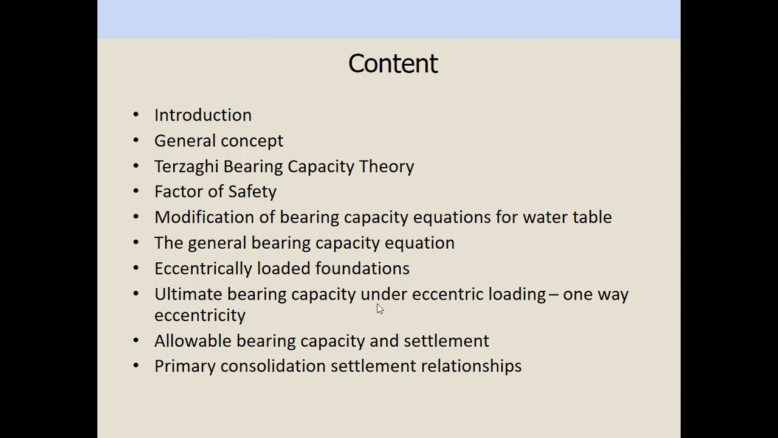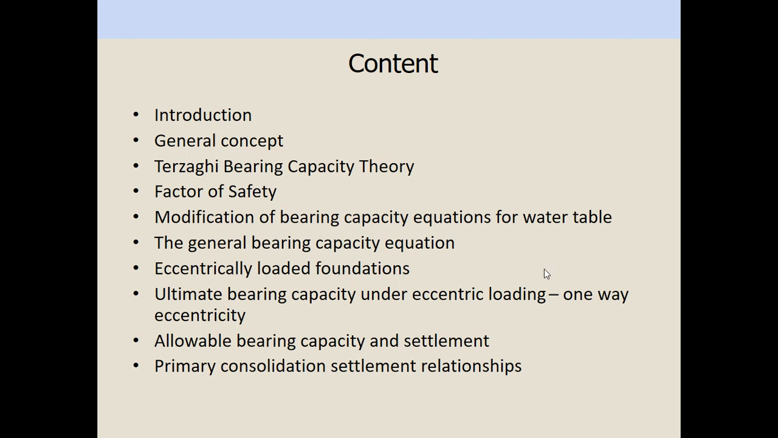Terzaghi bearing capacity theory, factor of safety, modification of bearing capacity equation for water table, and the general bearing capacity equation.